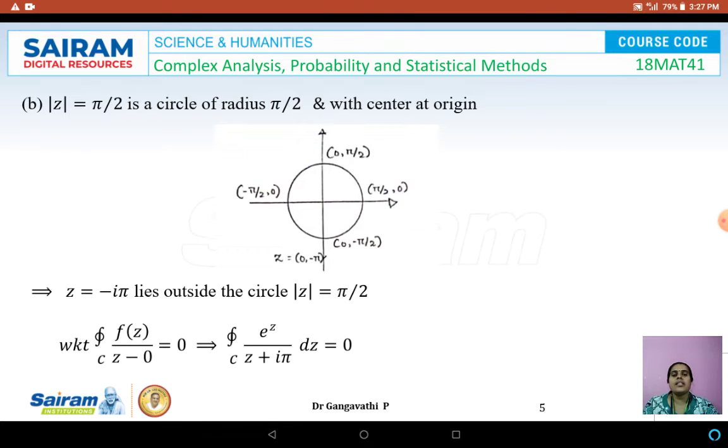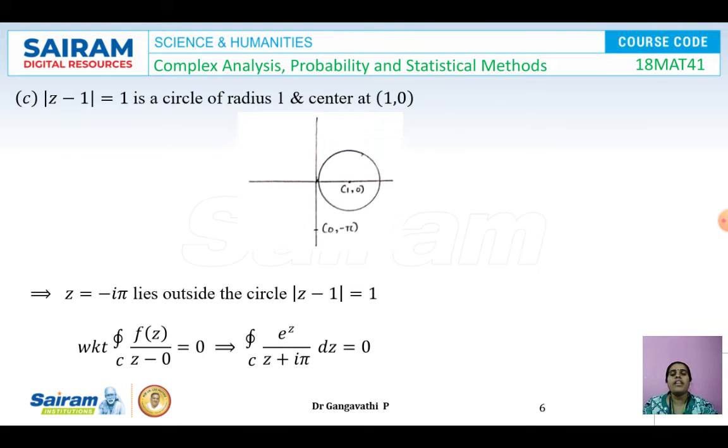Similarly, let us consider the third part of the curve which has been given, which is mod z minus 1 is equal to 1. So usually whatever the curves we have considered till now was mod z is equal to a constant, whereas here it is mod z minus 1. It means that the center is not at the origin. So if mod z is equal to some constant, then it is very clear the circle has a center at origin. But here it is not so. So where will the center be?